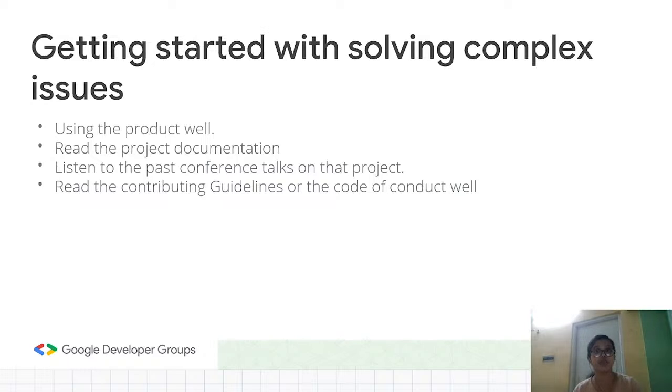The next thing that you can do to get started with solving complex issues is to go through the project documentation really well. If the community participates in some conferences, there will always be some conference talks related to that project. So make sure that you listen to those talks. And finally, read the contributing guidelines and the code of conduct very well to understand how the contribution takes place for the project and for the community.